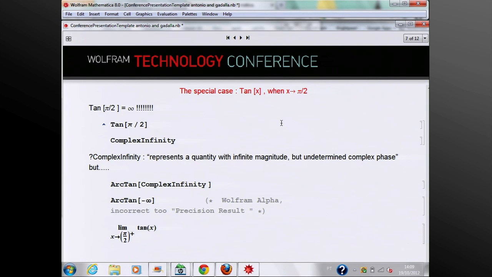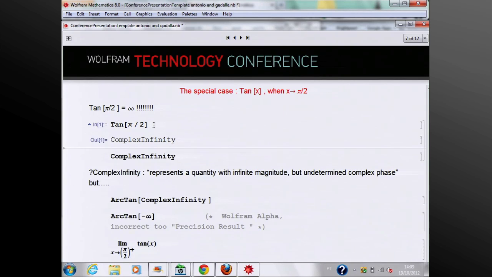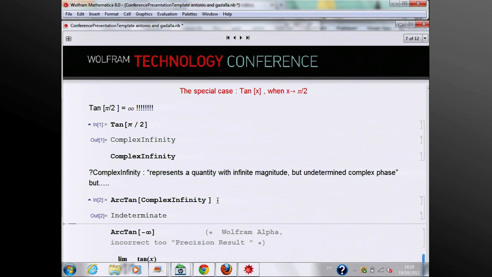Well, let's see another example. Tangent of pi by 2. When Wolfram says, what's tangent of pi by 2? Complex infinity, that's right. What is complex infinity? Complex infinity is indeterminate, it's a complex phase. Oh, that's okay. Let's see a problem here. I can go down. Which way do I go down? What does Wolfram Mathematica say for arctangent of complex infinity? Indeterminate, that's okay. But what does Wolfram say for arctangent of infinity?